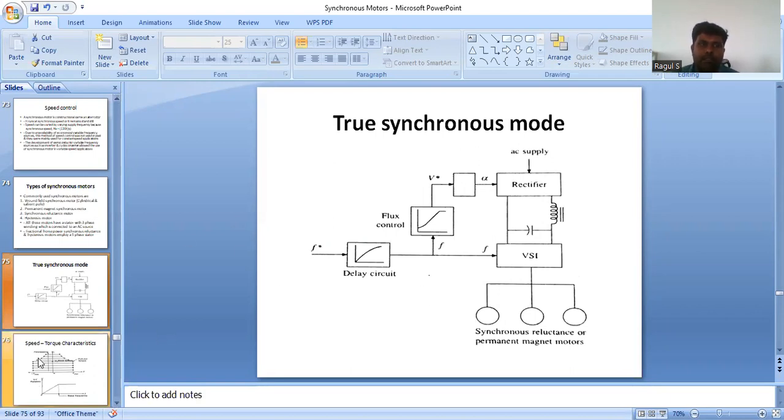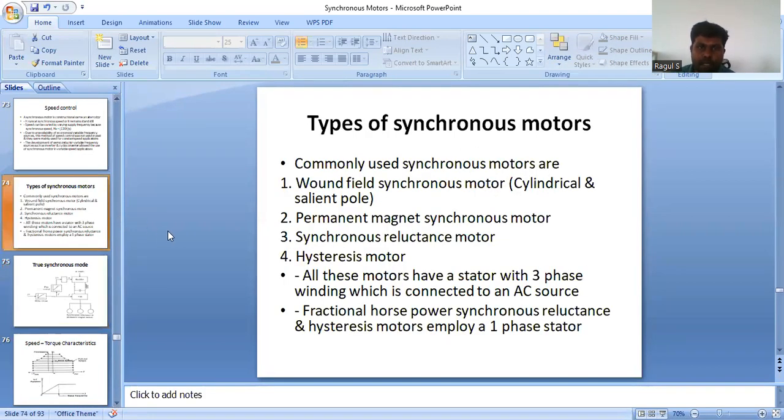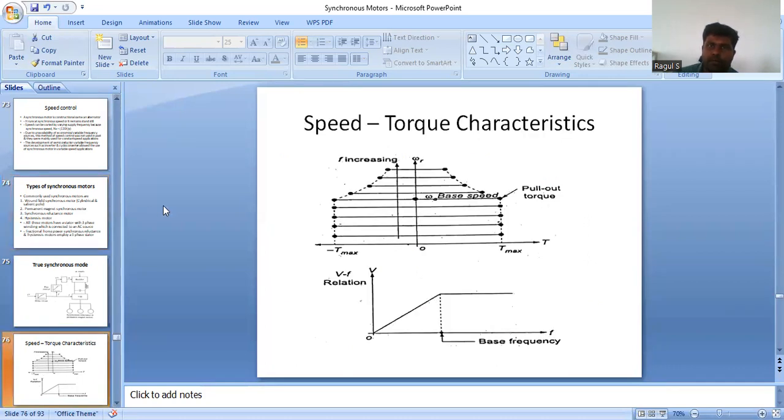Through this voltage variation, the speed of the synchronous motor, whether permanent magnet, wound field, synchronous reluctance, or any kind of hysteresis motor, can be controlled.